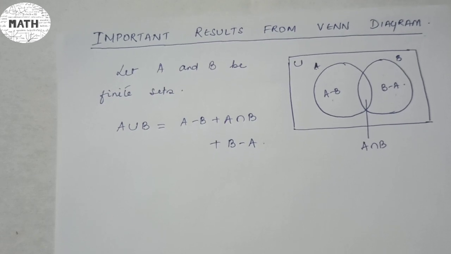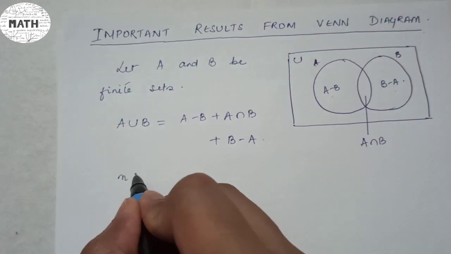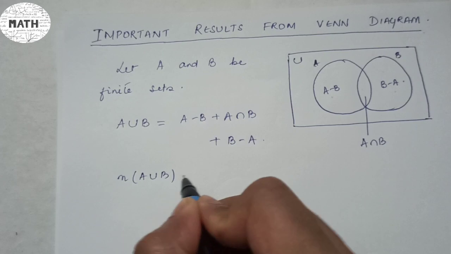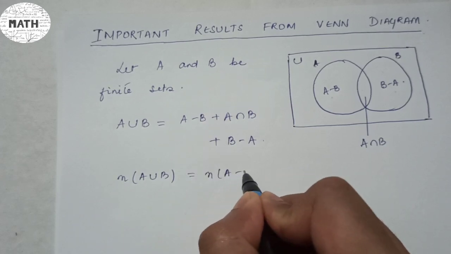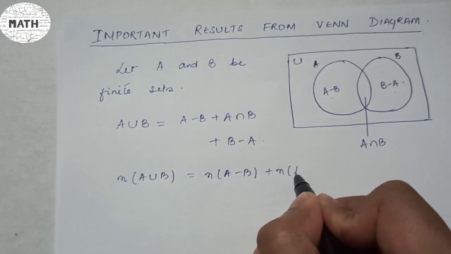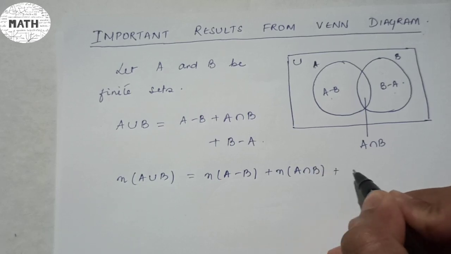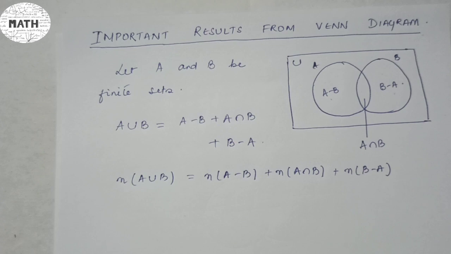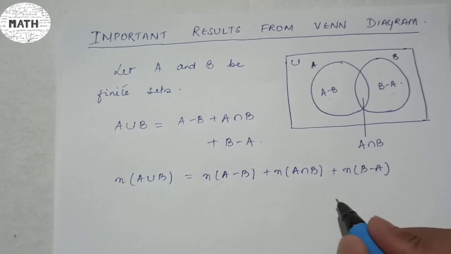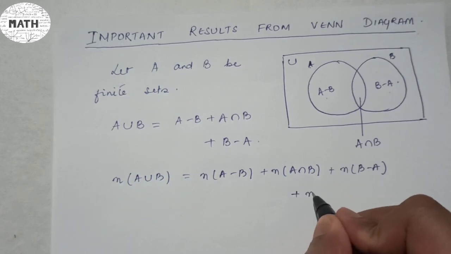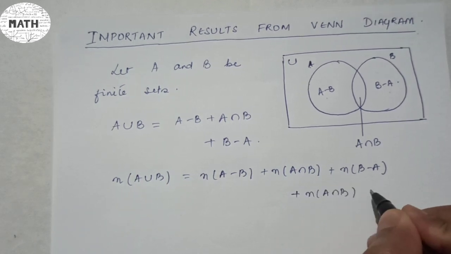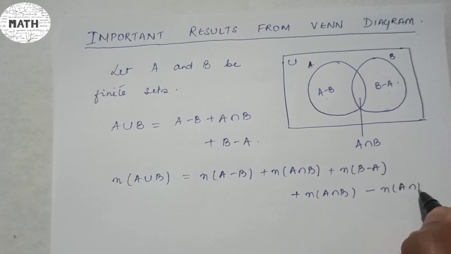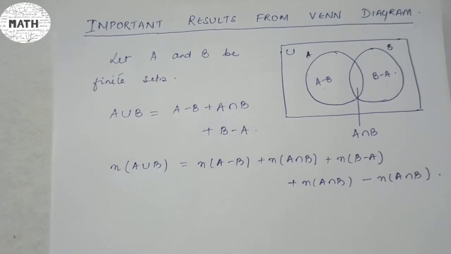Clear till there? Now, next, if I happen to give number of elements, n of A union B is equal to n of A minus B plus n of A intersection B plus n of B minus A. I guess you're clear till there. What did I do? I just simply gave numbers. Yes or no? Then I'll just do one more step. I'll add this and subtract this. Alright, if I do that, if I cancel these two also, I'll get the same thing.